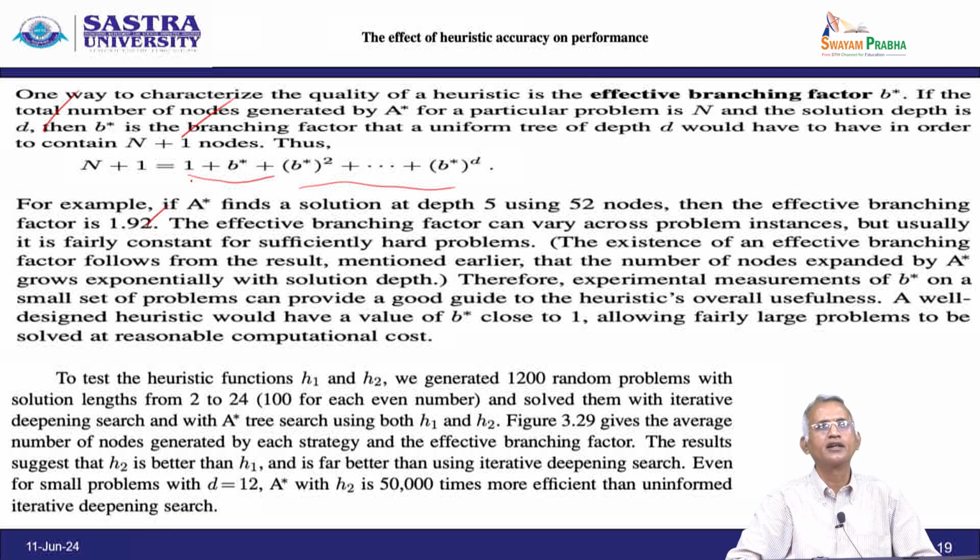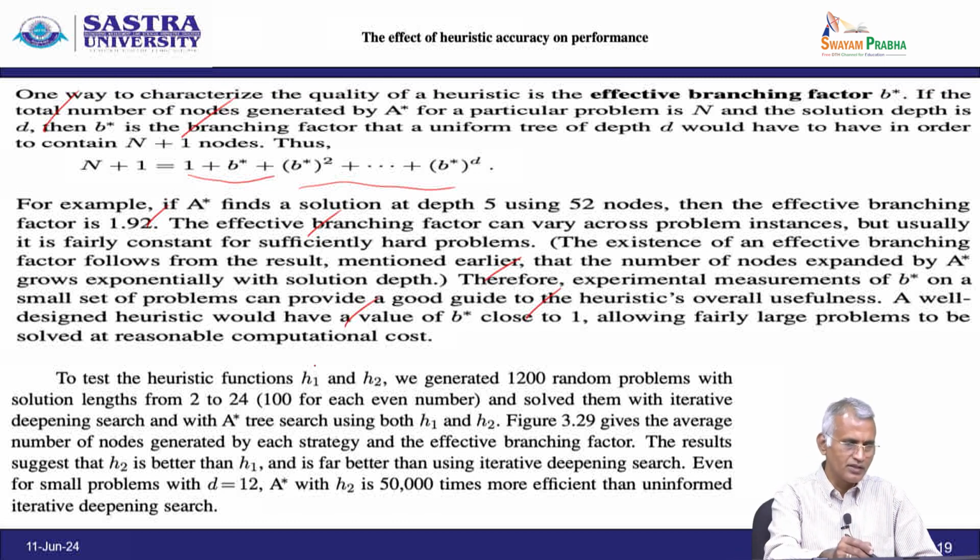The effective branching factor can vary across problem instances, but usually it is fairly constant for sufficiently hard problems. Therefore, experimental measurement of B star on a small set of problems can provide a good guide to the heuristic's overall usefulness. A well designed heuristic would have a value of B star close to 1, allowing fairly large problems to be solved at reasonable computational cost. The existence of an effective branching factor follows from the result mentioned earlier: the number of nodes expanded by A star grows exponentially with the solution depth.